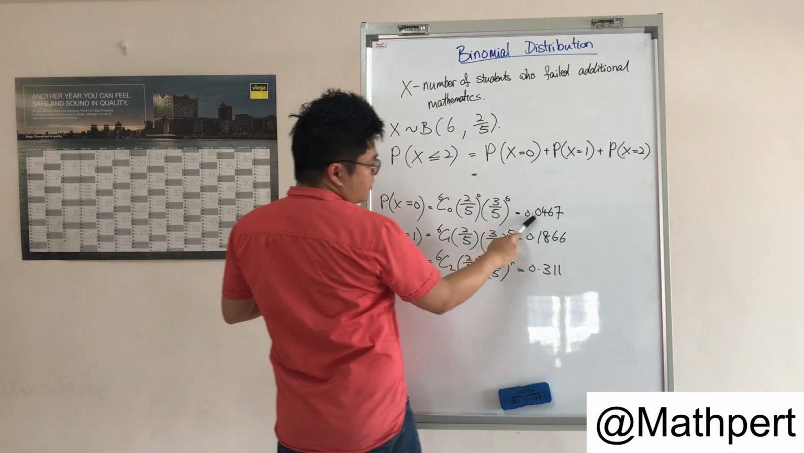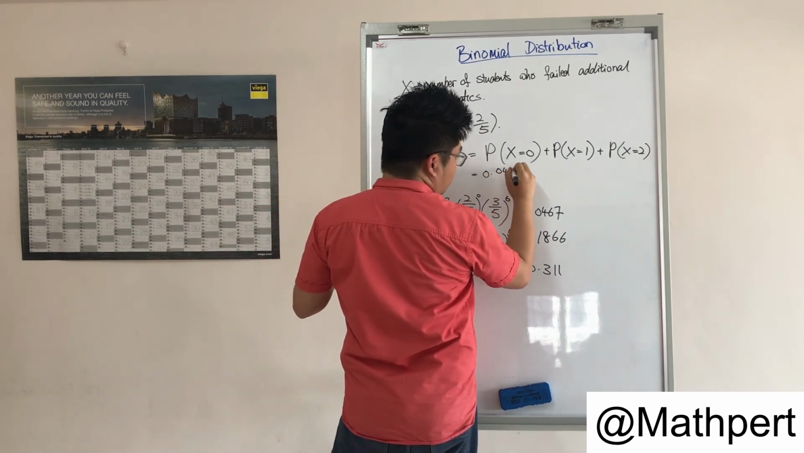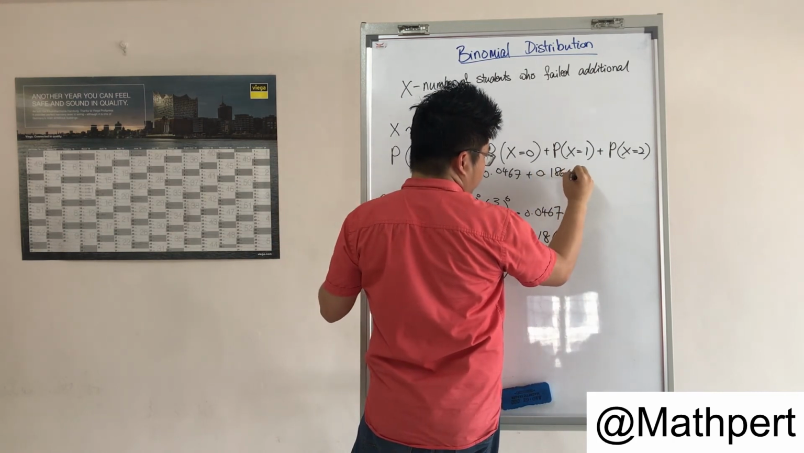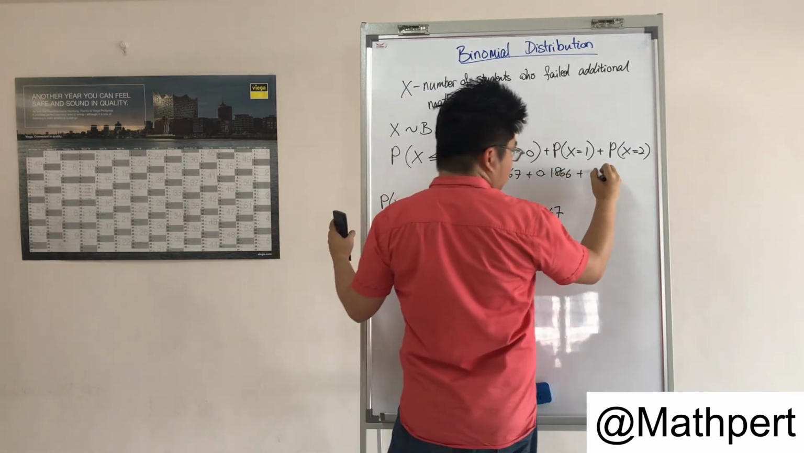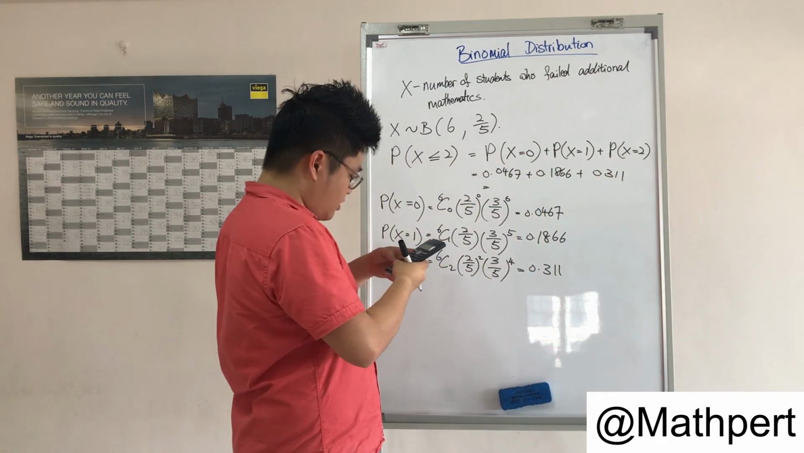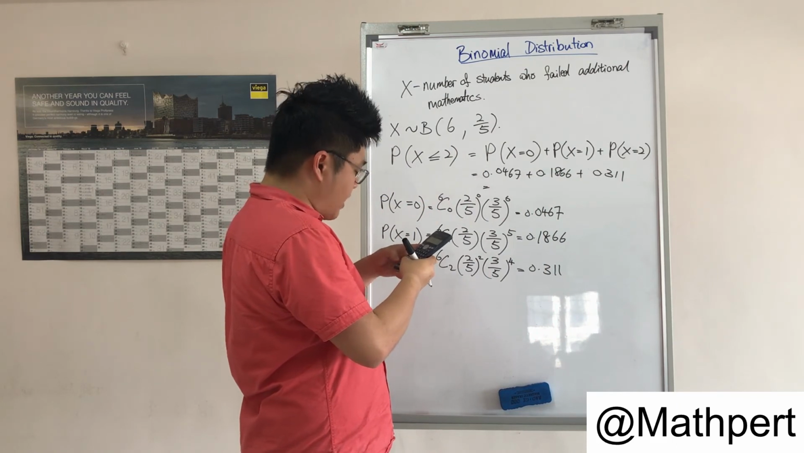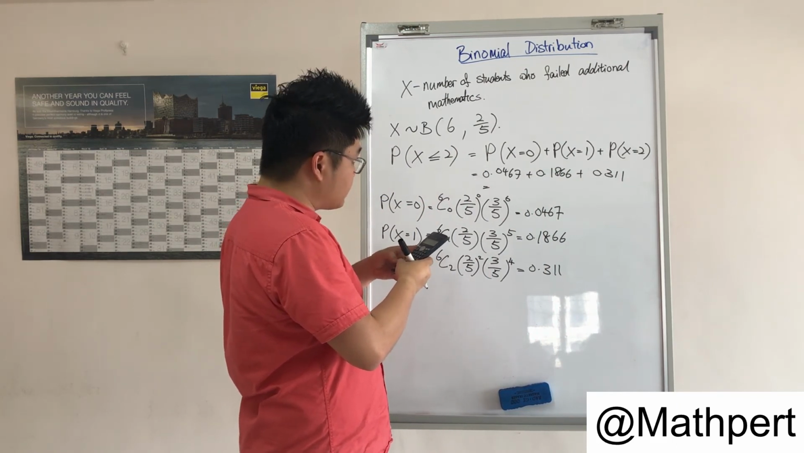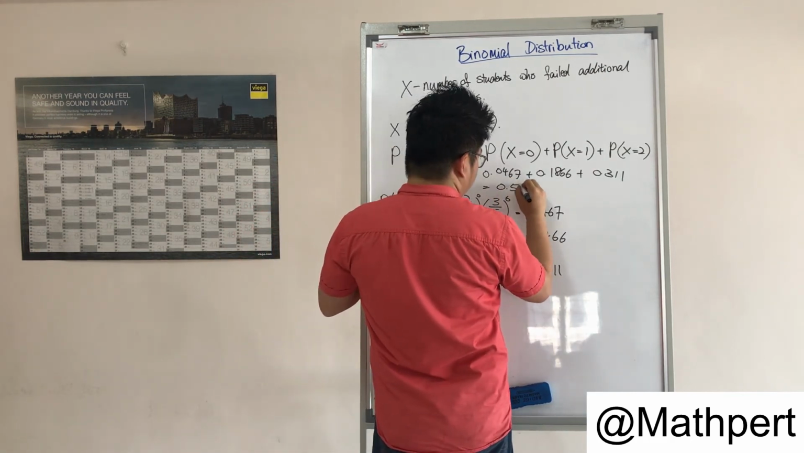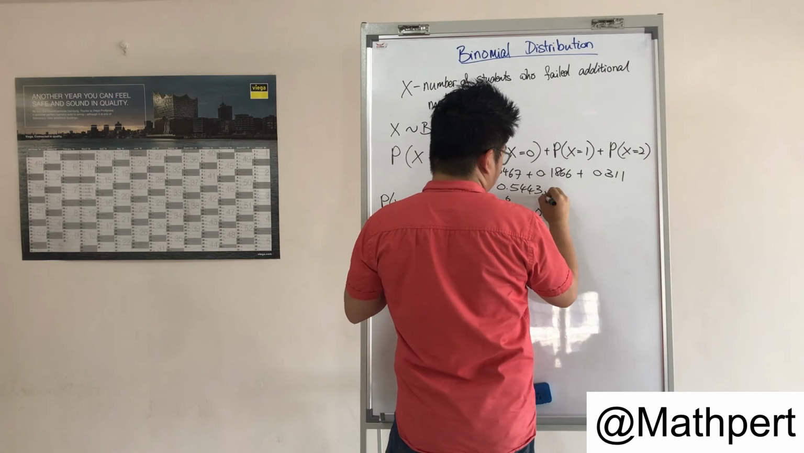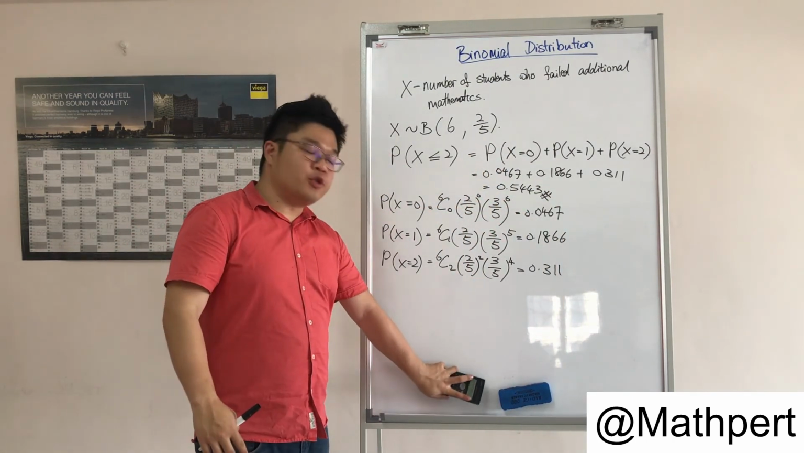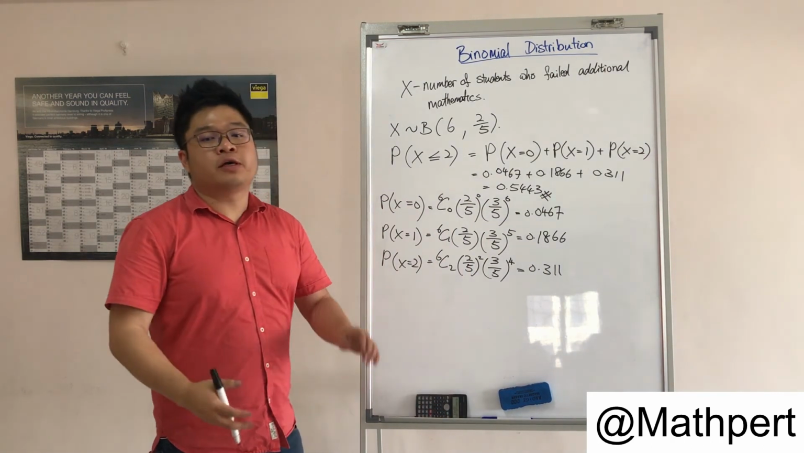So the probability for not more than 2 students to fail additional math is 0.0467 plus 0.1866 plus 0.311, and we got 0.5443. If you have any questions regarding this subtopic, feel free to comment below this video and we will further explain it to you.